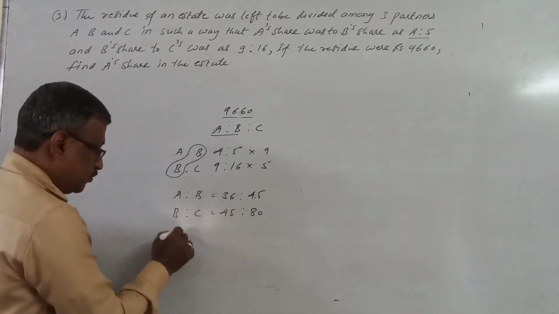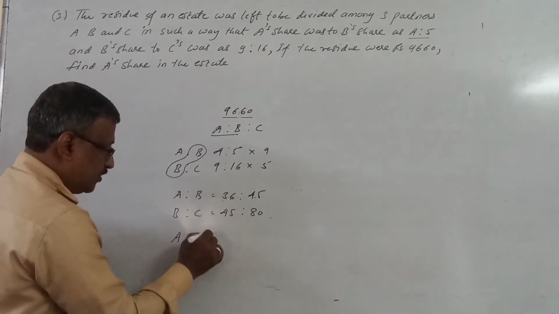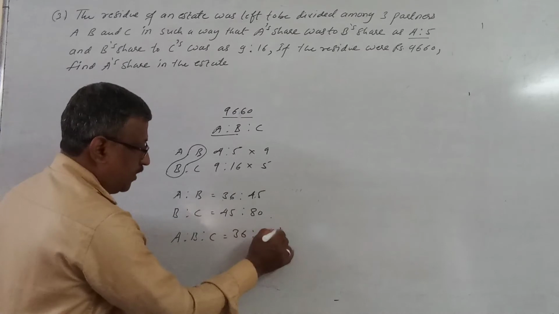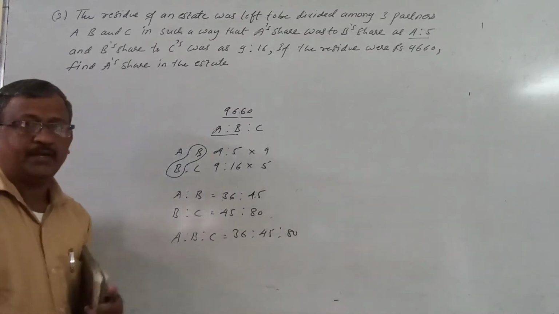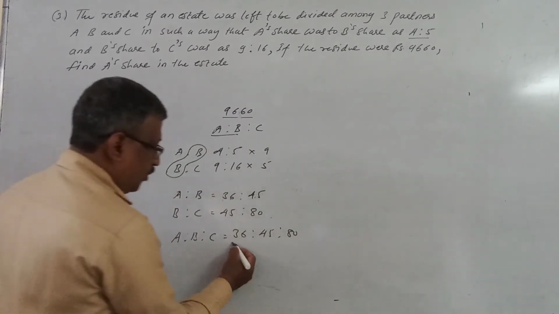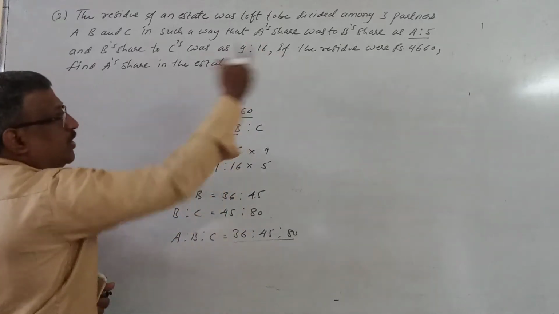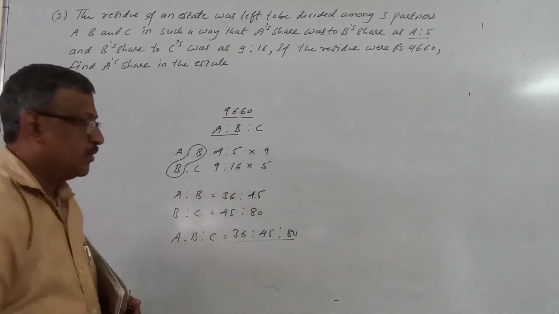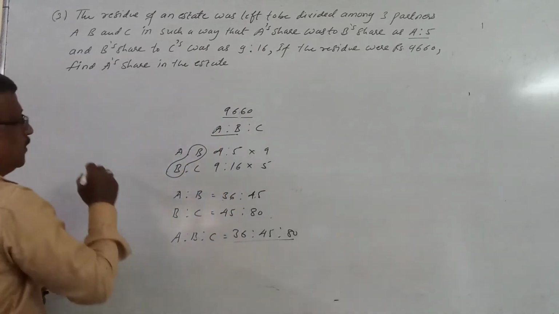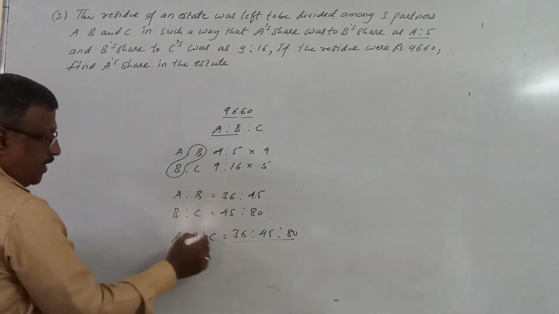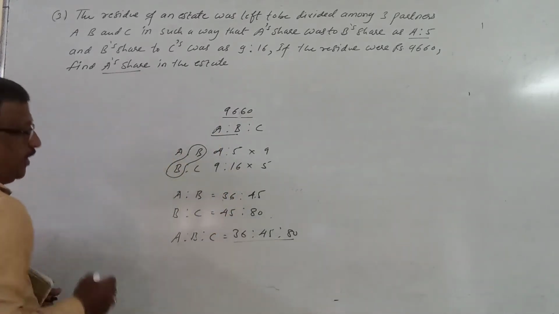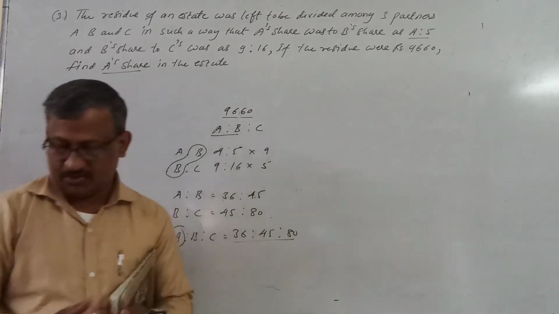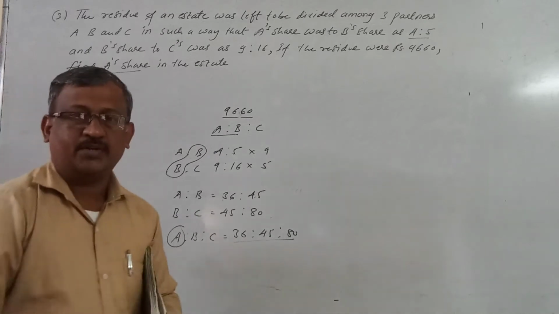So this is the ratio of whom? It is A, B and C. 36 is to 45 is to 80. And in this ratio you have to distribute the given property of rupees 9,660. But here they have not asked you to calculate the share of A, B and C. They have asked you to calculate only A's share. So you have to calculate only A's share in the estate. So I hope it is clear to you all.